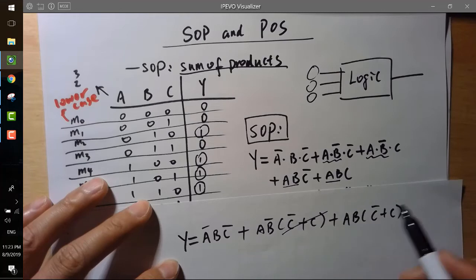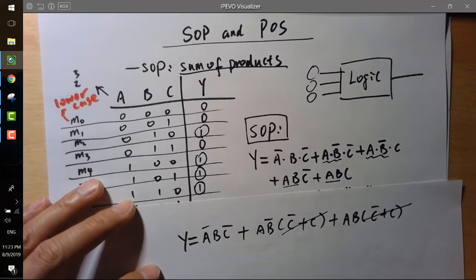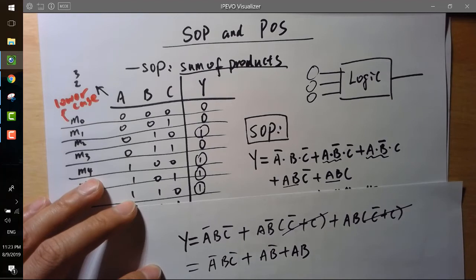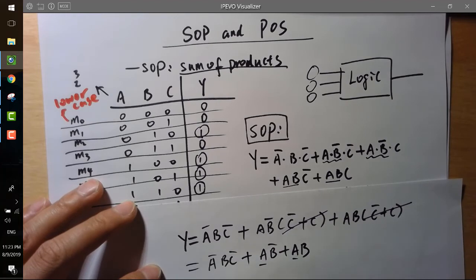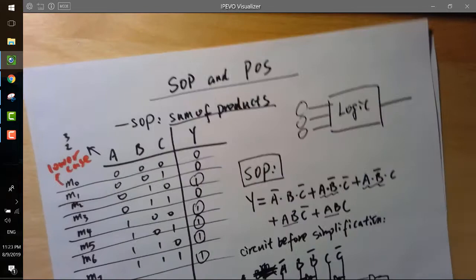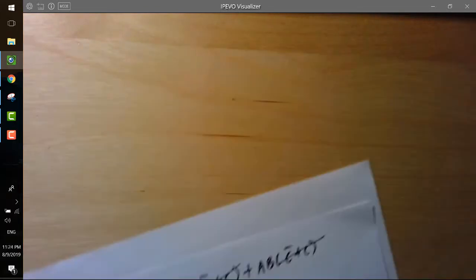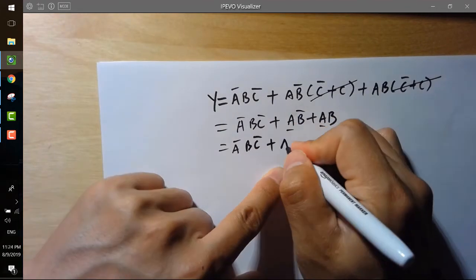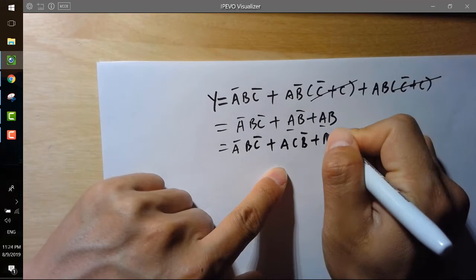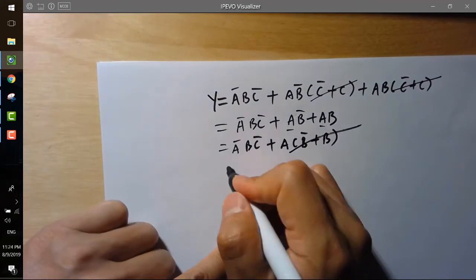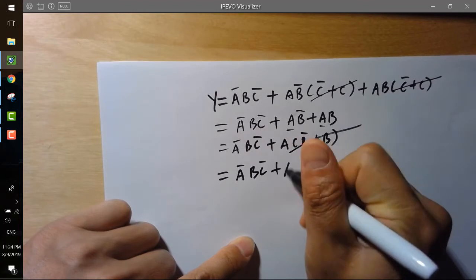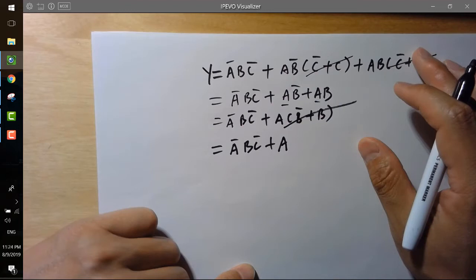Okay, so that's 1, so ignore that. And you get A naught B C naught, or A B naught, or A B. And common terms, so it's going to be A, B naught or B, which is 1. So which is A naught B C naught, or A. Okay?